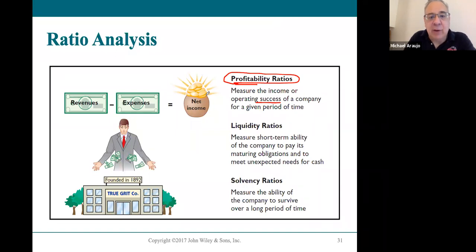Why is it a bad thing for a company to have too much liquidity? I will get to that. Yes, I will definitely get to that.